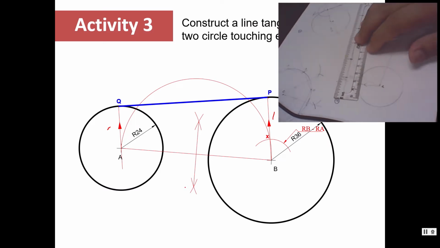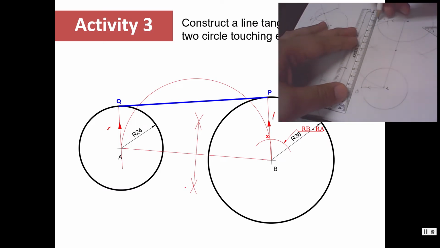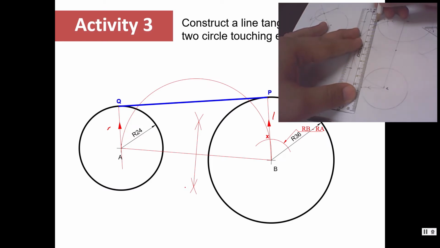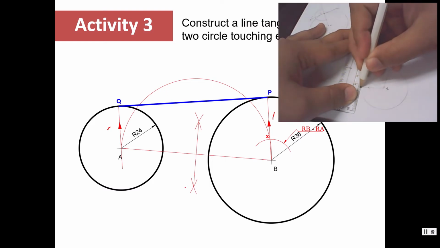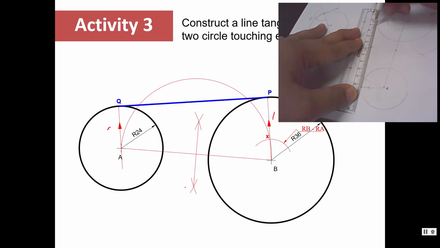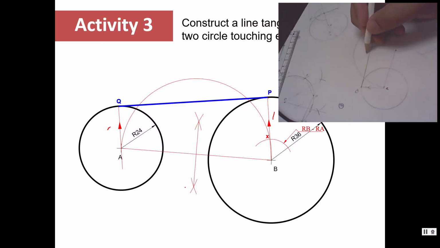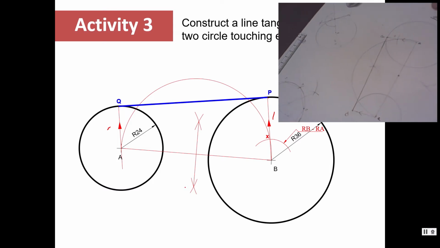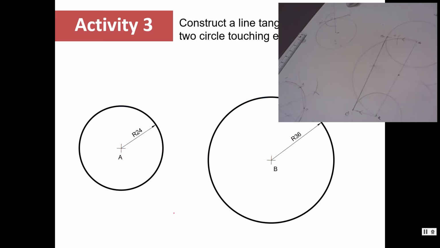So the last step is to connect these two points by a tangent line. Okay, so this is the tangent line that we want, touching these two circles externally. So this is the tangent line at the end. Okay, so that's for activity 3. Now we move to activity 4.